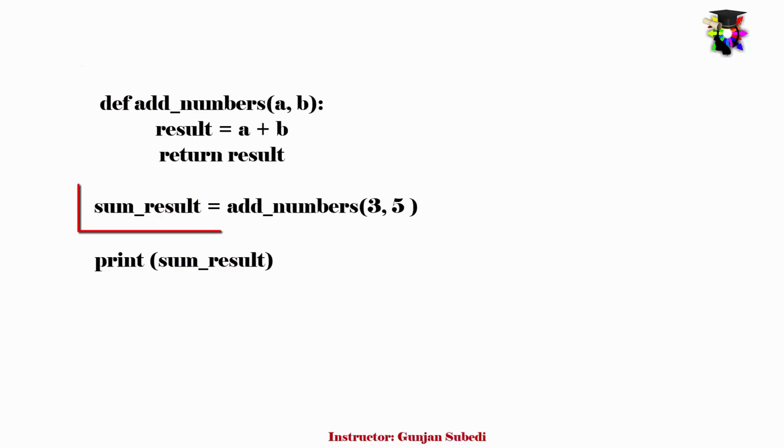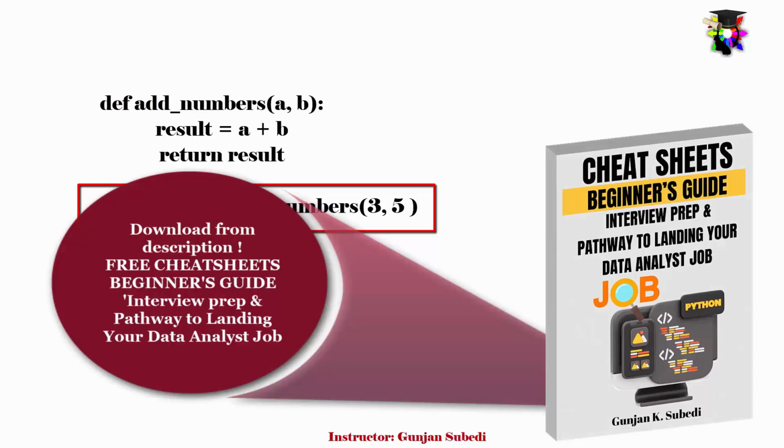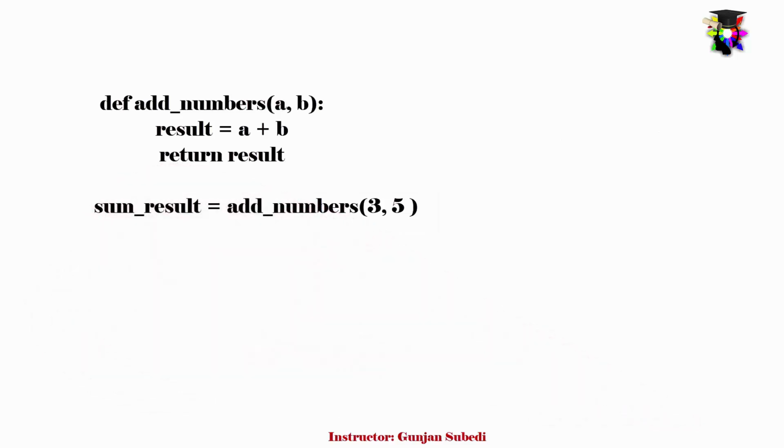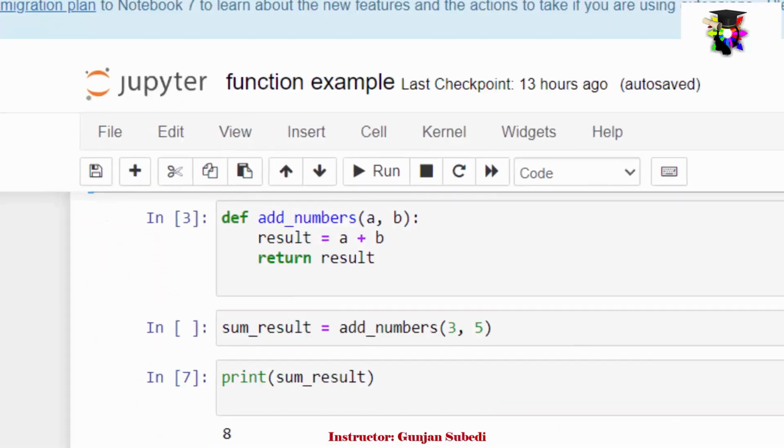This line calls the addNumbers function with arguments 3 and 5. The values 3 and 5 are passed to the function as arguments and are assigned to the parameters a and b respectively. The function computes the sum of 3 and 5, which is 8, and returns this result. The returned value 8 is then assigned to the variable sum result. This line prints the value stored in sum result, which is 8. Thus, when you run this code, it will output 8 to the console.